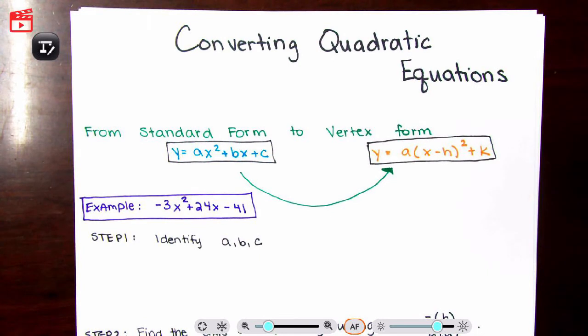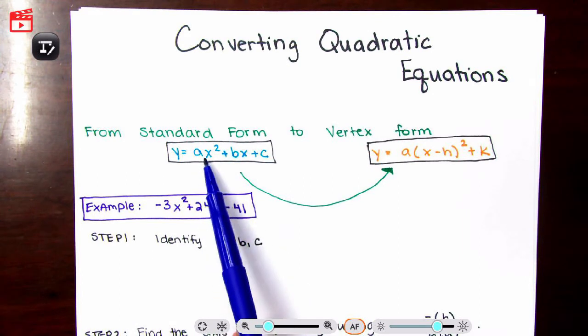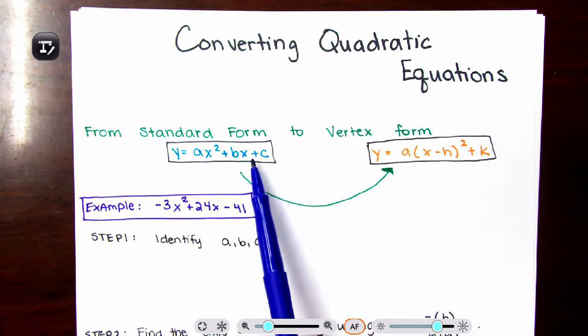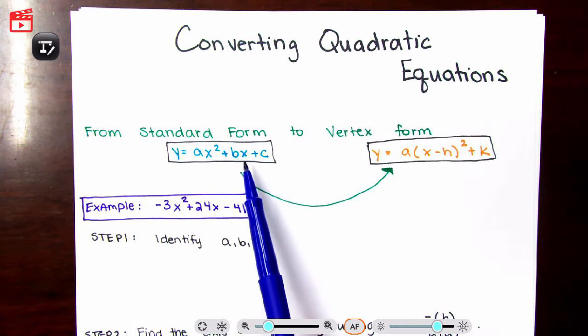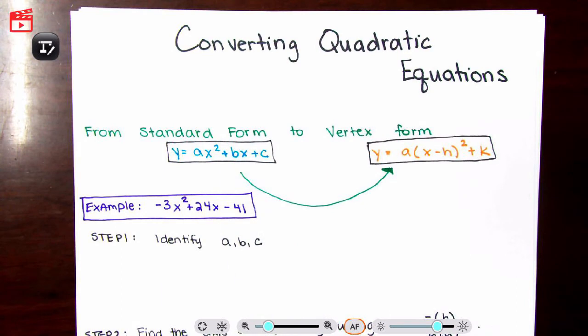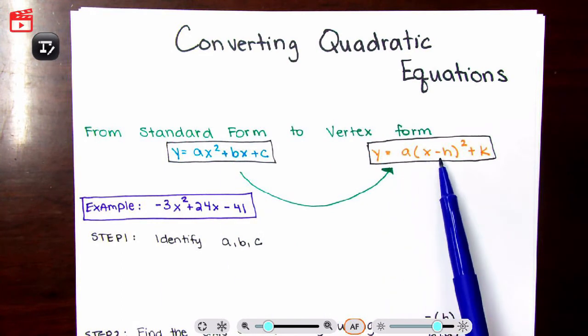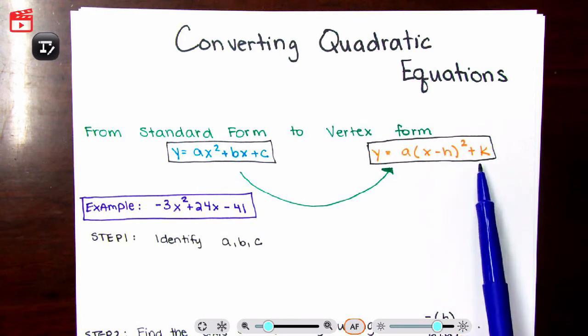So let's start with that type of example, from standard form into vertex form. Standard form looks like ax squared plus bx plus c. Now a, b, and c are all numbers, and we're going to convert that to a times x minus h squared plus k. So how do we do that?